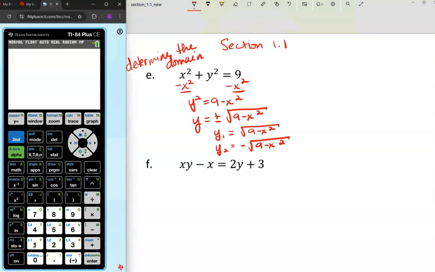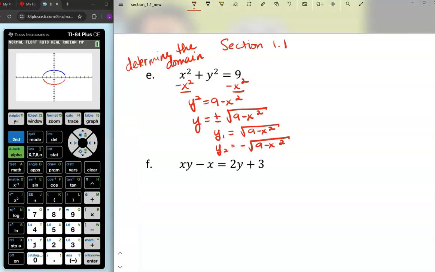Now, if you wanted to graph that, you just enter the positive square root of 9 minus x squared, and then on the second line, a negative square root of 9 minus x squared. And you can see right away it's not a function. If you drop a vertical line, it's not going to hit the function just once. It's going to hit it at least twice. So this is not a function from visual inspection.